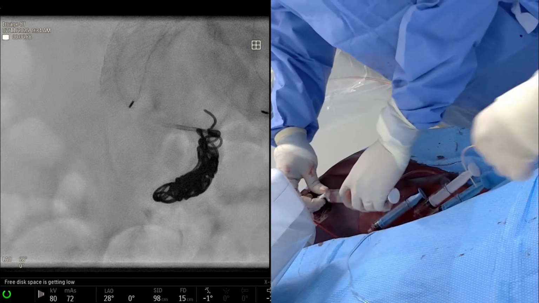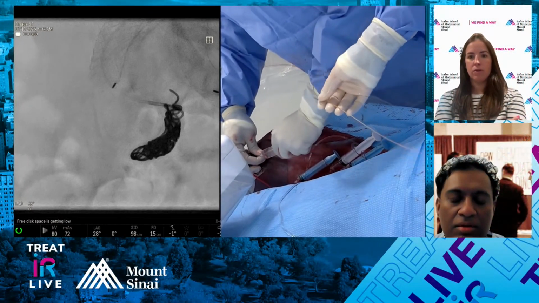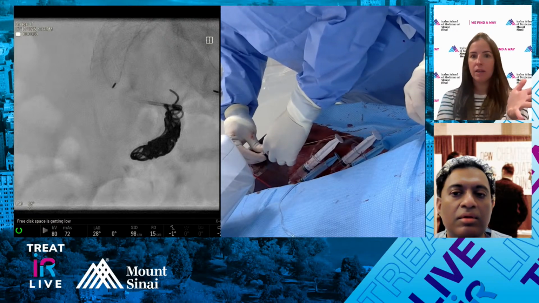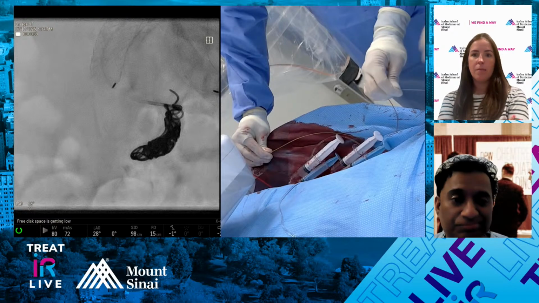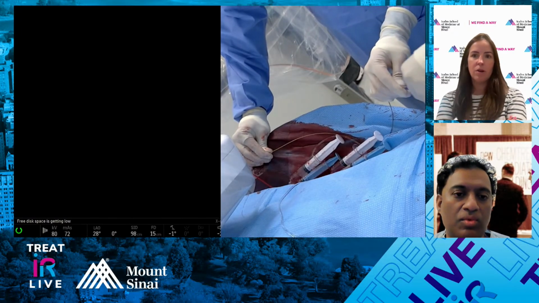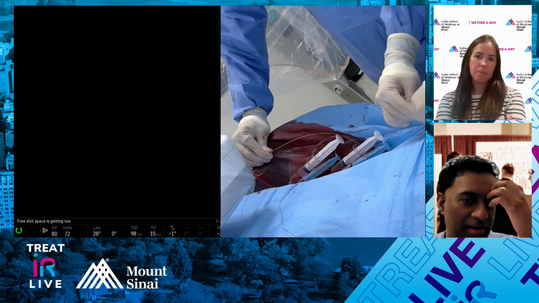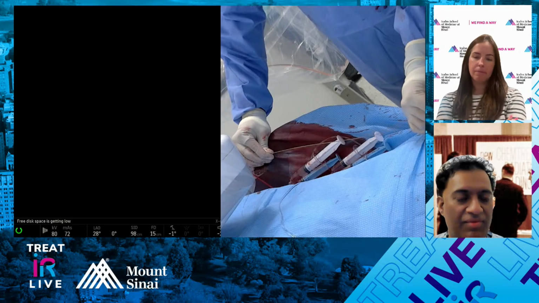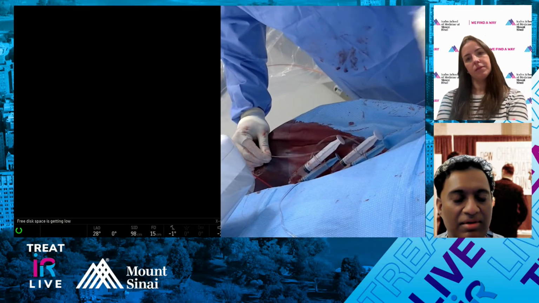So Rahul or Joji, when you're staging these, we're doing a staged approach. How long do you wait? Can you just immediately place the other stent and extend the limb, or what's your approach? Great question. It really depends on how complex the embolization is, but oftentimes I'll just do it at the same time. But if the fluoro time gets long and the patient's uncomfortable, then it can get a little ornery.